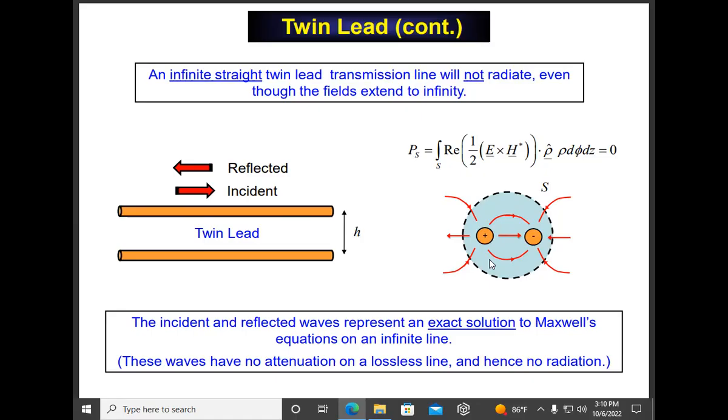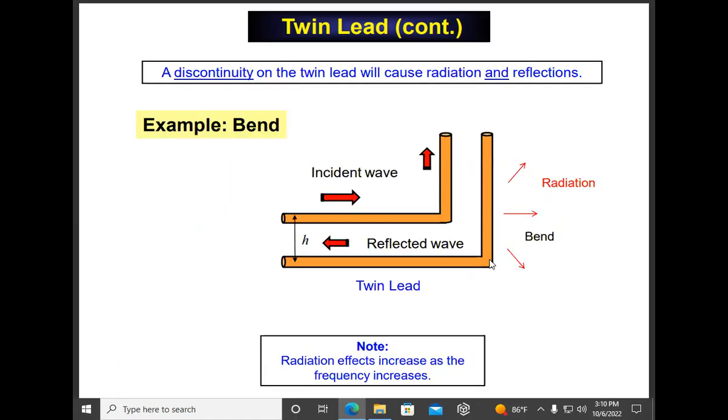But as soon as it hits a bend or something like that, then that can cause reflections and radiation. Okay, here's a twin lead that has a bend in it. Now, just like the coax, a bend in it can cause a reflected wave. Even worse than coax, this bend can now cause radiation, right? It's a discontinuity, and now there's nothing to prevent radiation from actually escaping. In other words, this bend here acts like a little antenna. You don't want that, but that's what can happen.